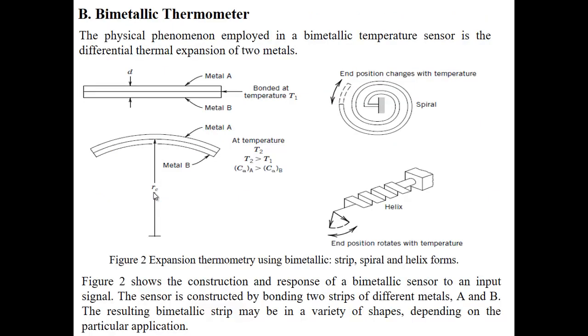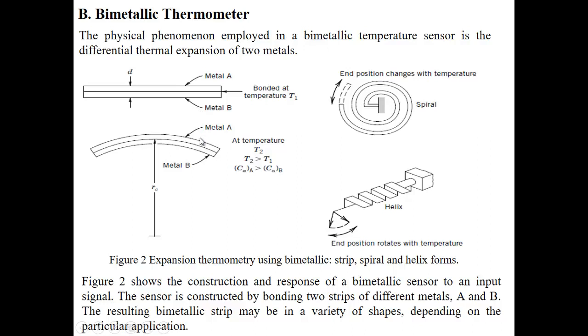Okay, now the second one menggunakan thermal expansion ini, iaitu bimetallic thermometer. The physical phenomenon employed in a bimetallic thermometer sensor is the differential thermal expansion of two metals. If we can see from figure 2 here, it shows the construction and response of the bimetallic sensor to an input signal. The sensor is constructed by the bonding of two strips of different metal. You can see from here they have a metal A, metal B.